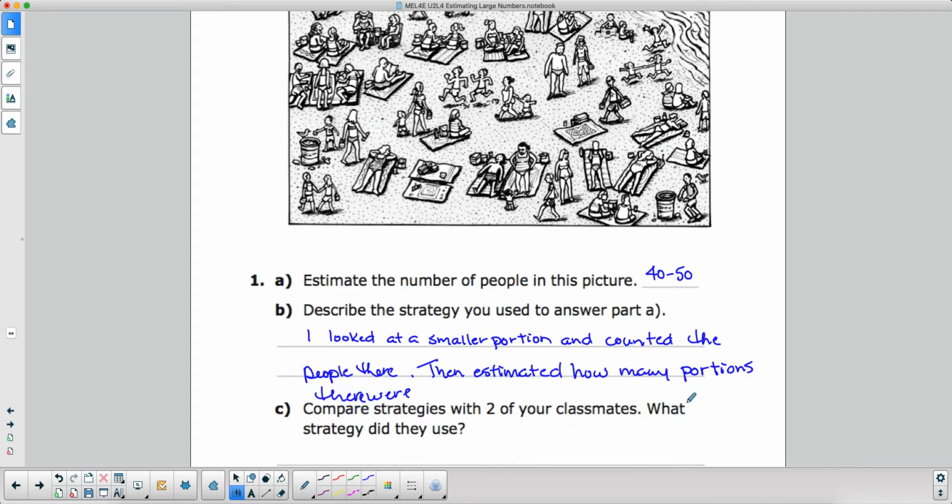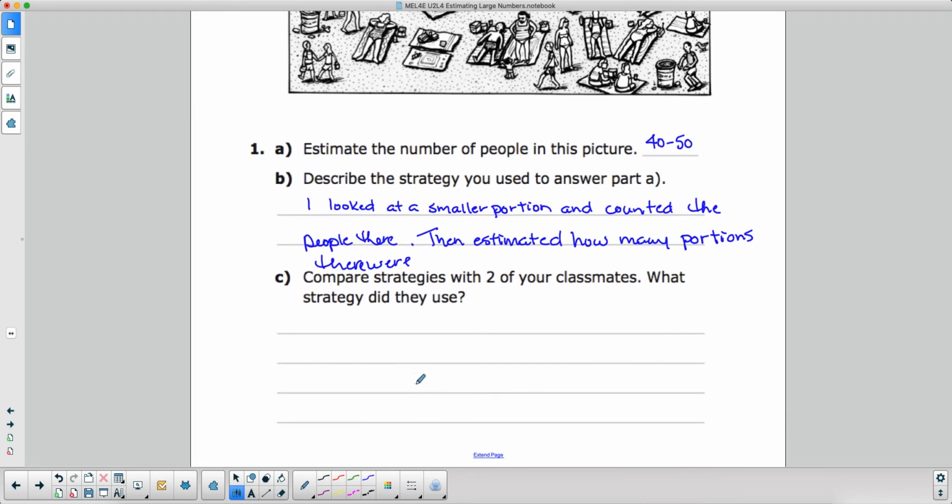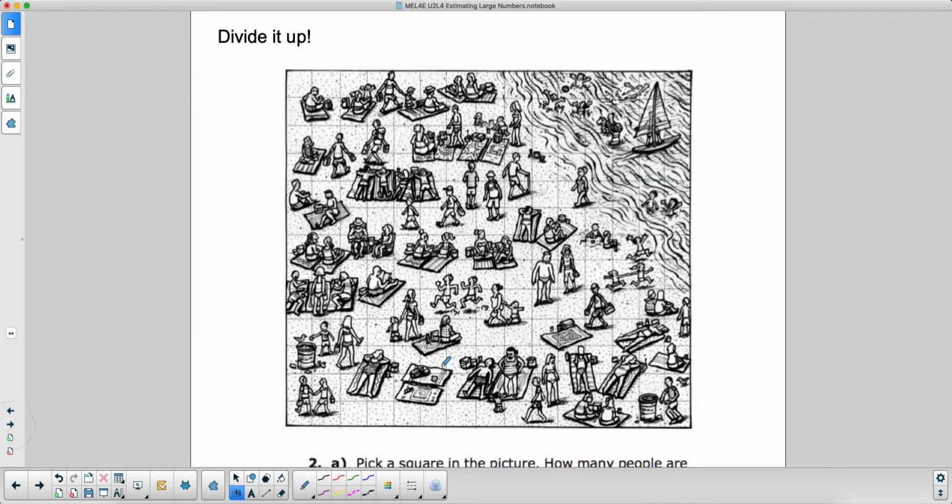Is that what you would do? Is there any other way that you would do it? Compare that with some of your friends in the class. Now, what else could we do? Well, we could actually divide it up. In this one here, we actually have a grid. So we could take a look at the grid and divide it into smaller portions.